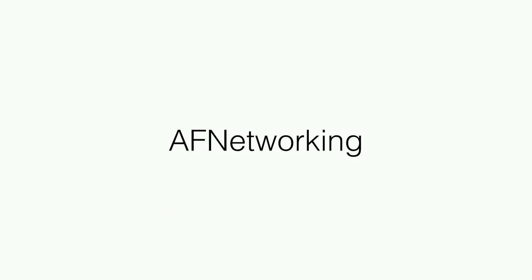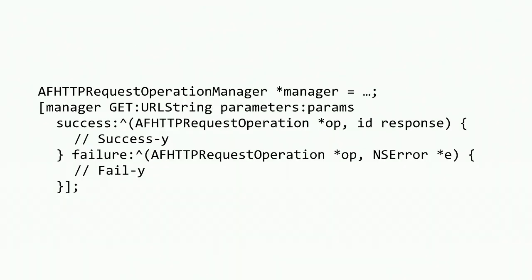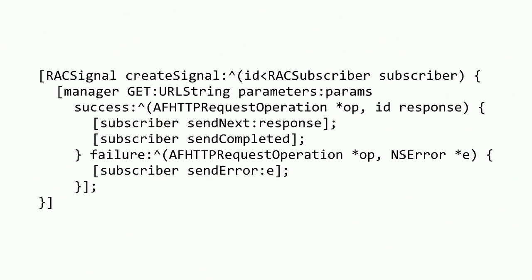So let's take a look at AFNetworking. If some of you are familiar with AFNetworking, you'll recognize something like this. You've got two blocks. One of them is a success block, one of them is a failure block. But this doesn't compose very well, so we want to make a signal API out of it, something that could be repeated or have better error handling. So again, we use create signal.